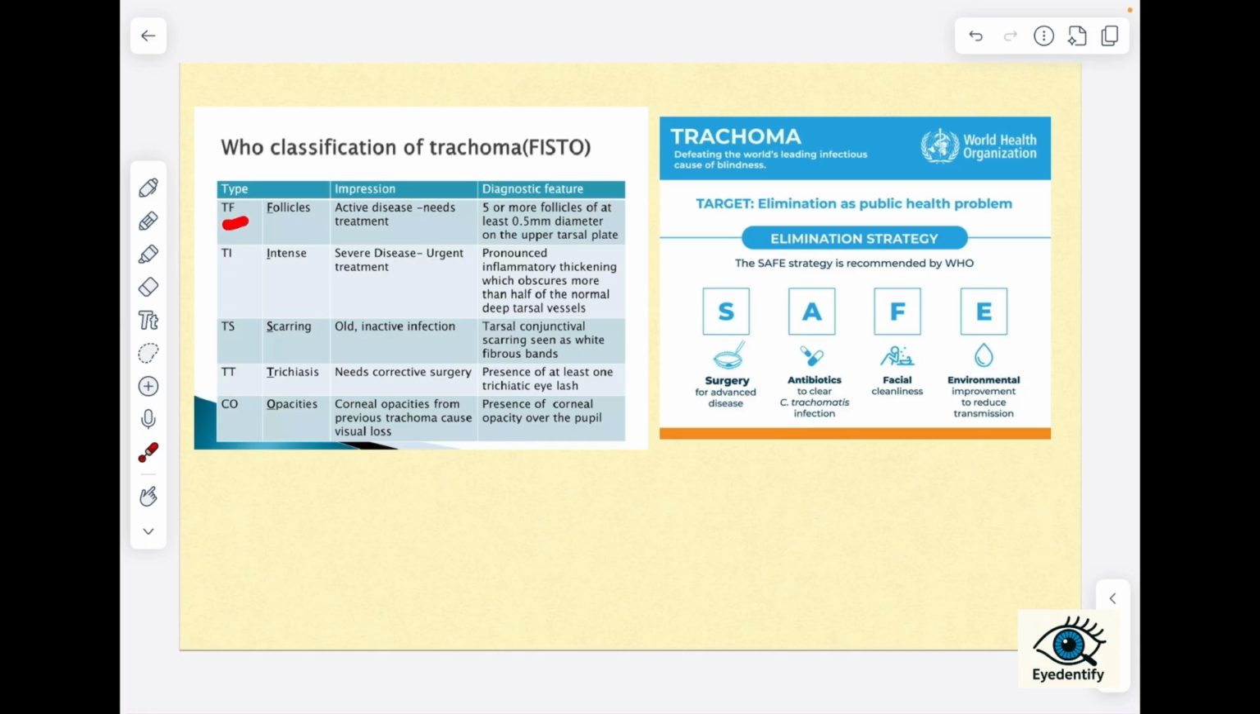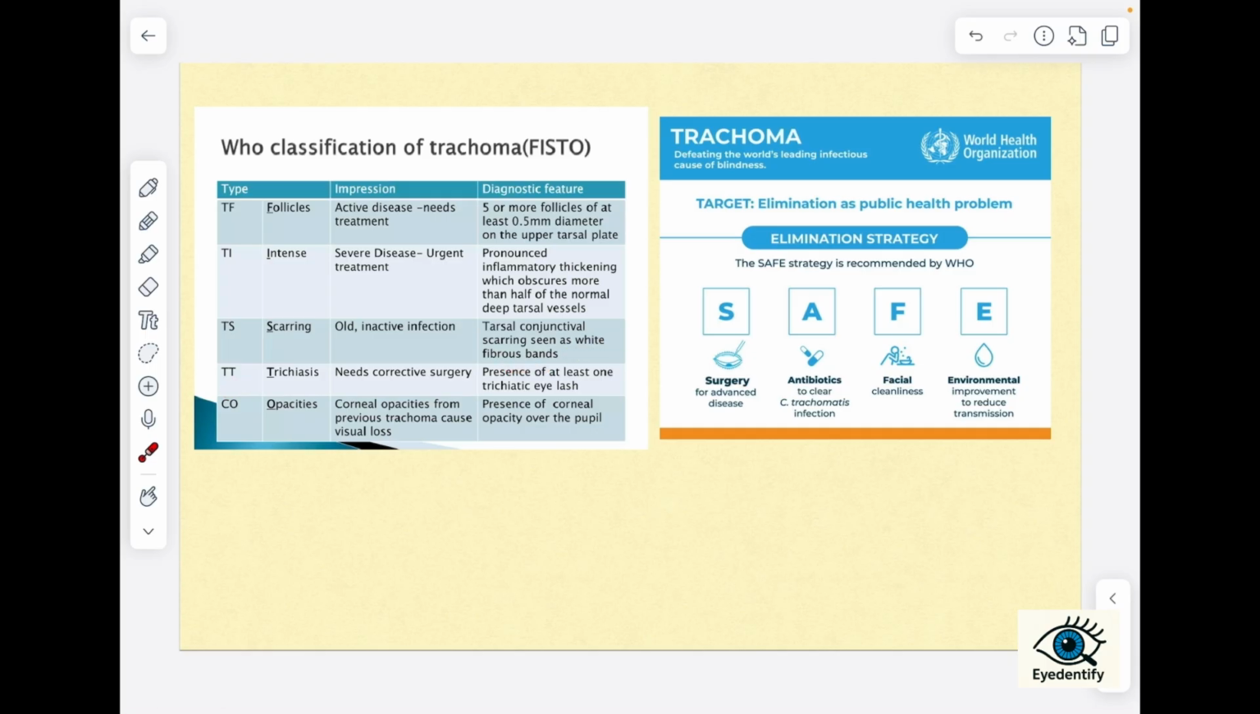FISTO. F is for follicles. So it is active disease which needs treatment. Five or more follicles of at least 0.5 millimeter diameter on the upper tarsal plate. This is important because trachoma is mainly seen in the upper tarsal conjunctiva. I is for intense inflammation, pronounced inflammatory thickening which obscures more than half of the normal deep tarsal vessels. S is for scarring. Scar is old inactive disease, that is tarsal conjunctiva scarring seen as white fibrous bands.